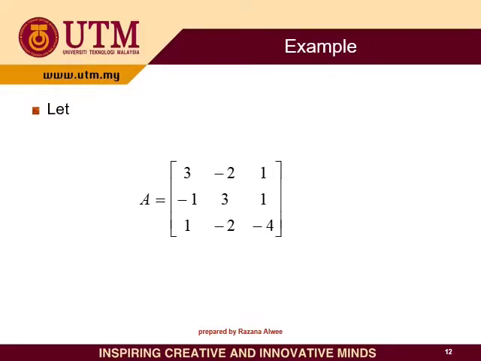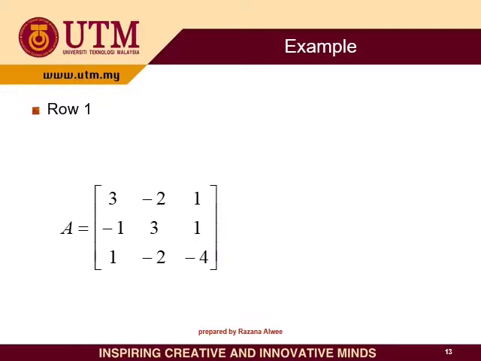Okay, let's see the first example here. We have matrix A, which is a 3 by 3 matrix. So we know that if we have a 3 by 3 matrix, we will have 3 eigenvalue positions: for the first one, second one, and the third one. We will solve the example row by row. So we start with row 1. Row 1 has 3, negative 2, and 1. As I mentioned before, the important thing here is the values on the diagonal, A11, A22, A33.